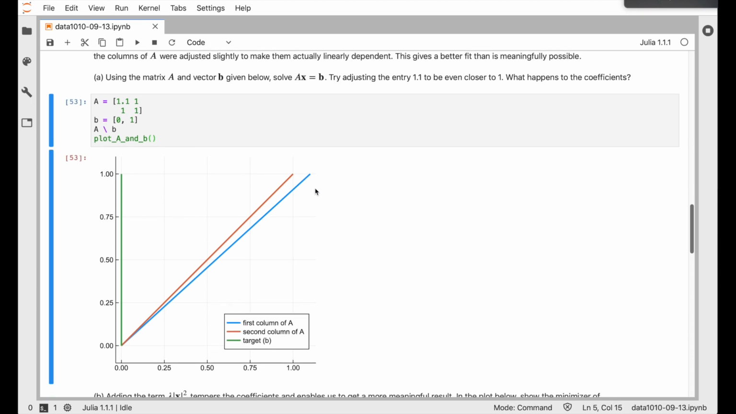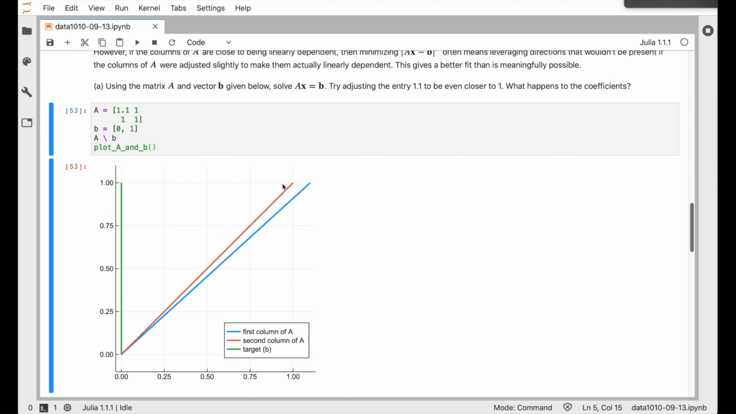However, we have to do it in a way that in some situations would be undesirable, by adding quite a lot of one column and a negative amount of the other column to sort of cancel out what's happening in this direction that both of them represent quite accurately, in order to leverage what's going on in the difference between them to reach in this direction.